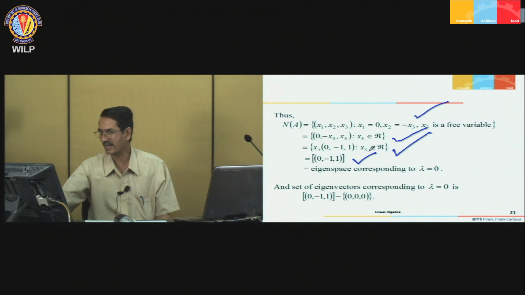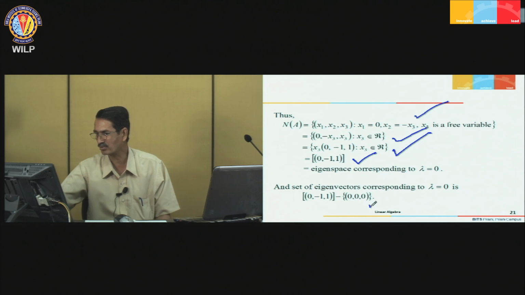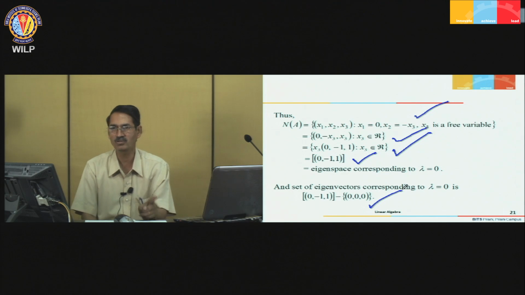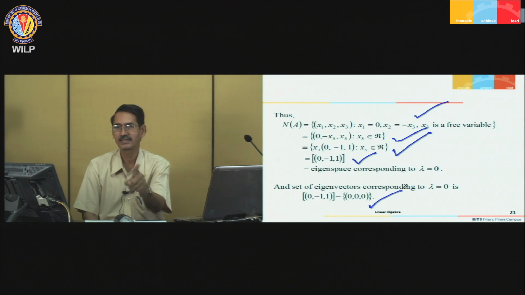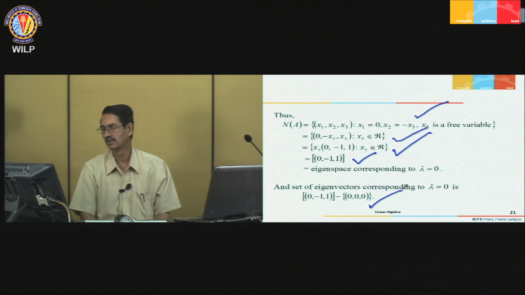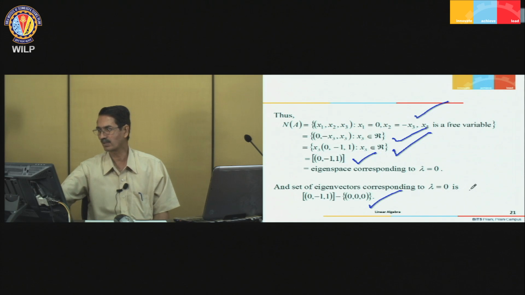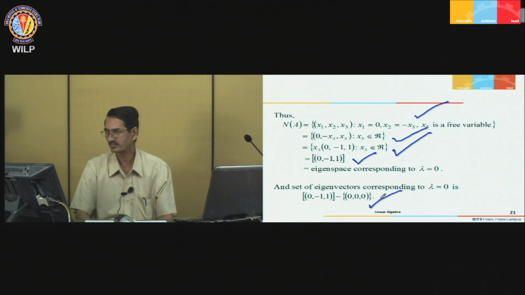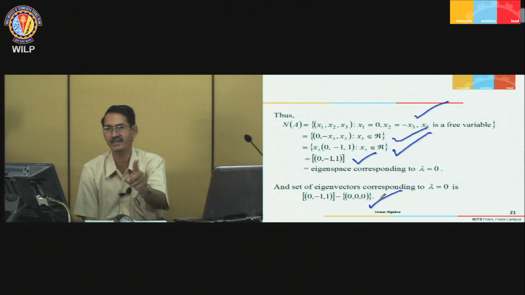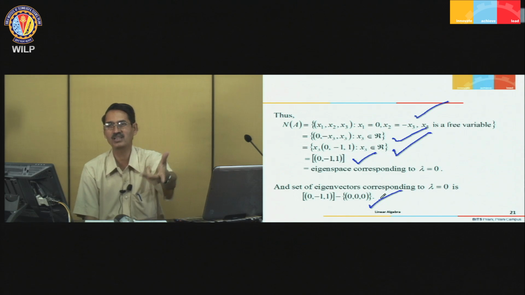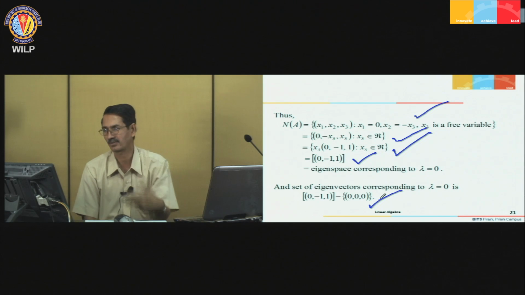From this eigenspace, the zero solution (0, 0, 0), that is x1 is 0, x2 is 0, x3 is 0, has been removed, and whatever is left is called the set of all eigenvectors corresponding to lambda equals 0. Therefore, (0, -1, 1) is one eigenvector, and any non-zero scalar multiple of this is also an eigenvector.